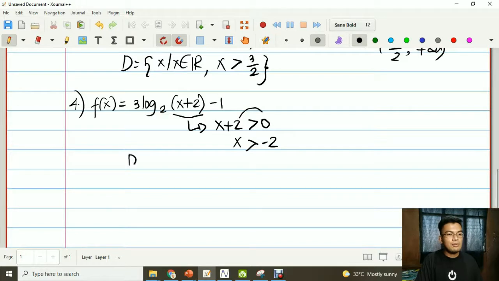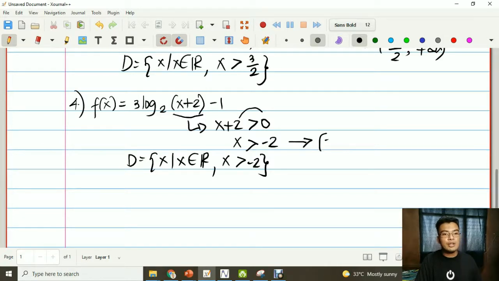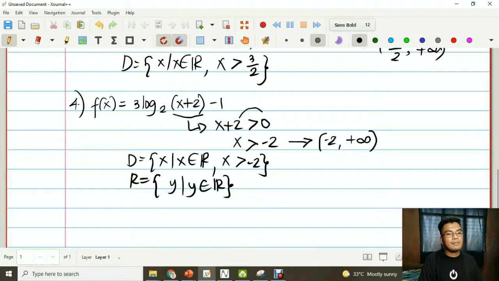So, ang domain po natin ay set of all x's such that x is an element of real numbers, x should be greater than negative 2. So, yung inequality na ito, pwedeng isulat in terms of interval notation from negative 2 to positive infinity. So, automatic na ang ating range po ay set of real numbers. So that is how we obtain the domain and range of a logarithmic function.